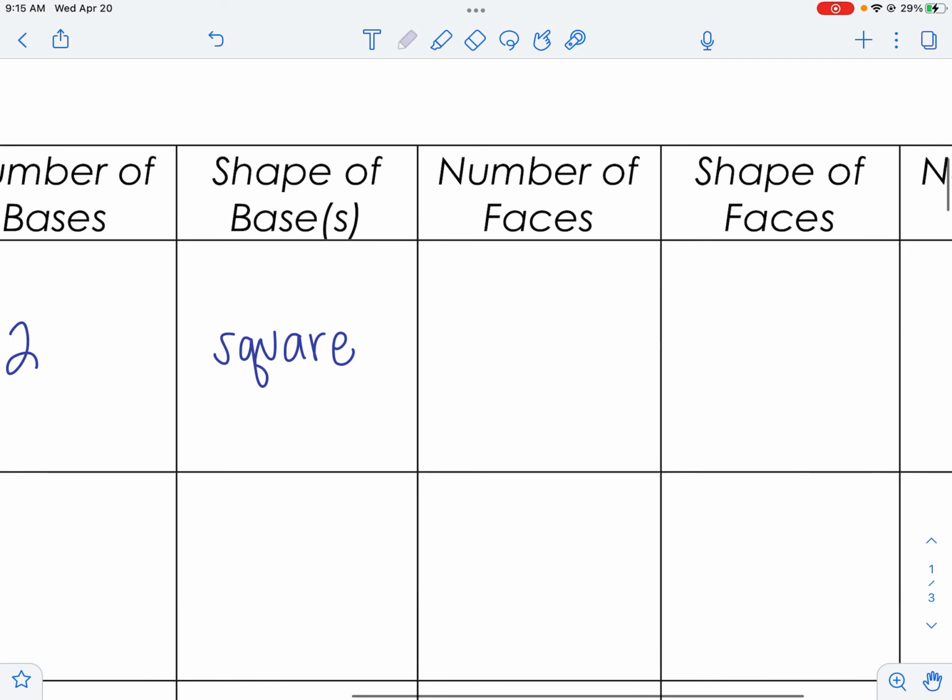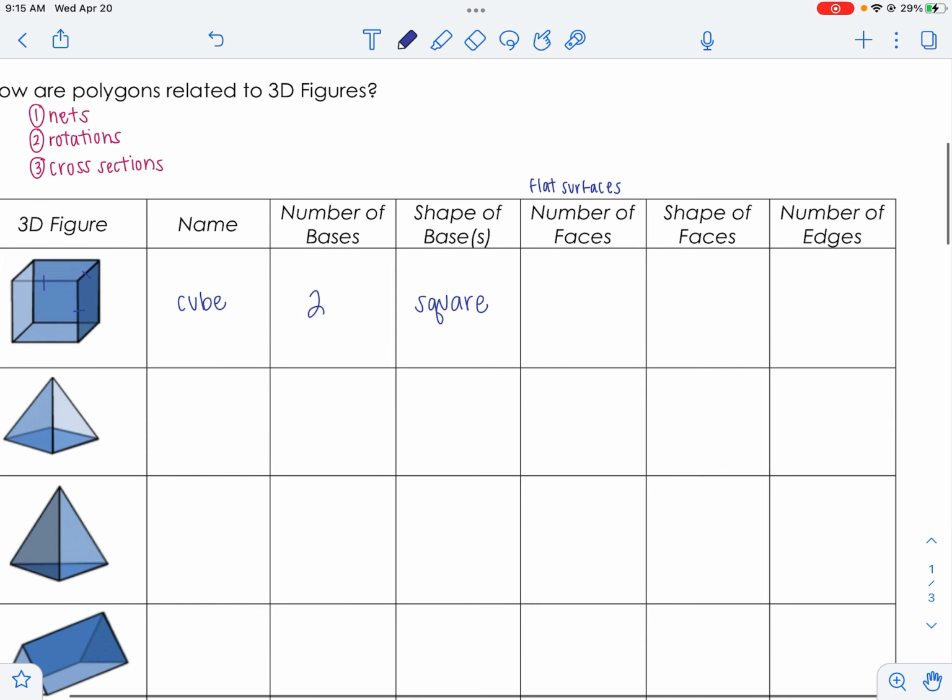Okay, faces would be how many flat surfaces does it have? So the face is just how many flat surfaces the shape has. And if you think of a dice, or think of the classroom even, there's the floor, the ceiling, that's 2, plus the 4 walls, so that would be 6 faces. And because it's a cube, all of our faces here are all squares.